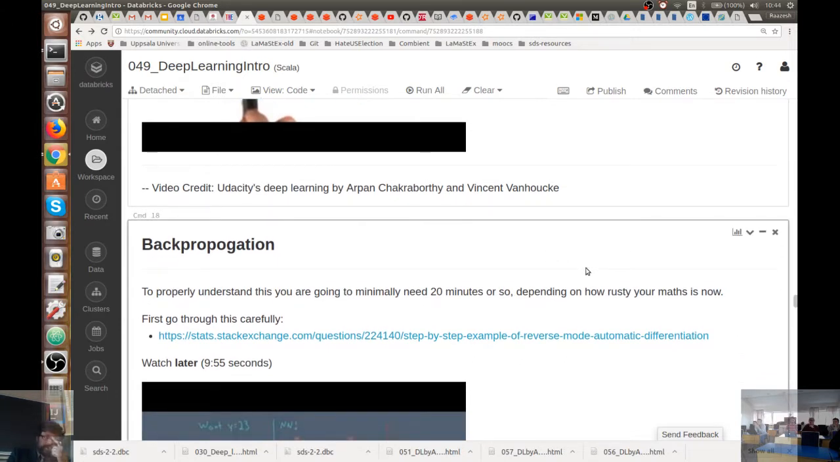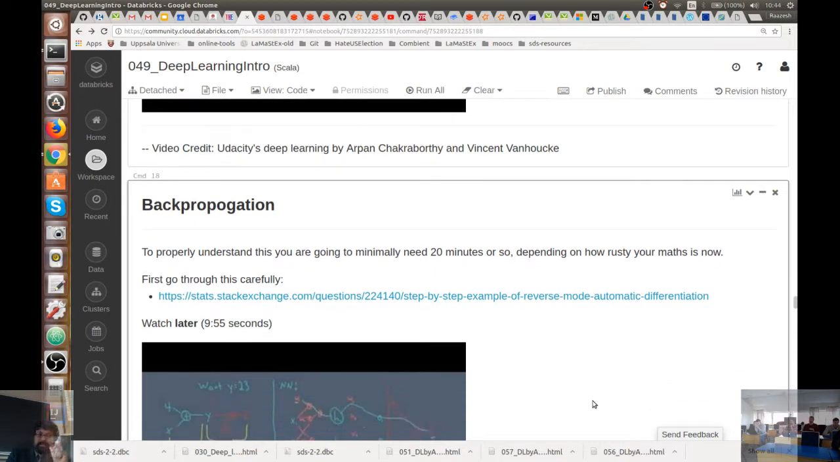Okay, this is backpropagation. To properly understand this, you're going to minimally need 20 minutes or so. I sort of did this myself to re-understand this. As you know, I forget a lot and re-remember, but I think it's important you understand this, especially if you're going to do a project in this stuff.